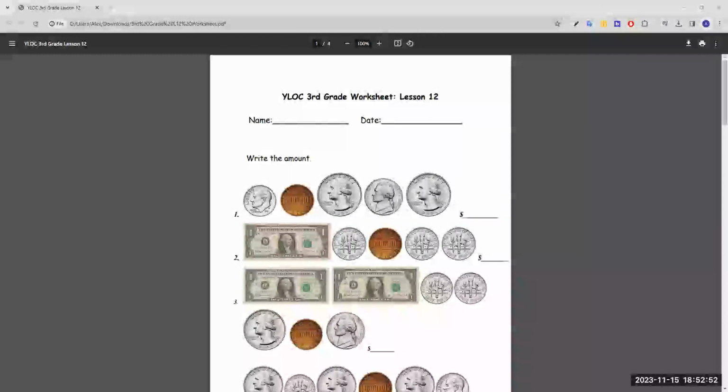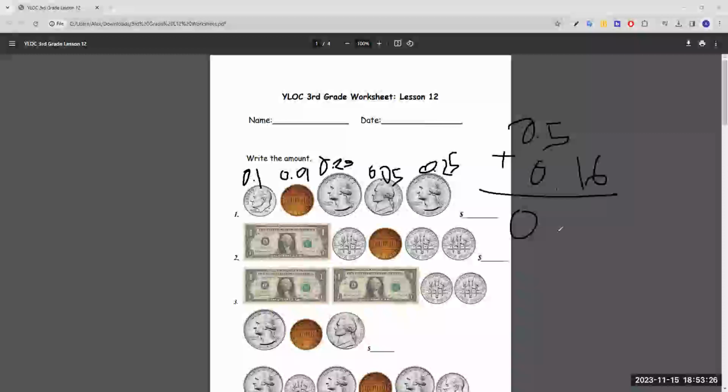The dime is 10 cents or 0.1 of a dollar. The penny is 0.01, and the 2 quarters are 0.25 each. And the nickel is 5 cents or 0.05 of a dollar. When you add the 2 quarters up, you get 0.5 or 50 cents. And adding the nickel, dime, and penny, you'd get 0.16. Once you add those two up, that would be 0.66 or 66 cents.